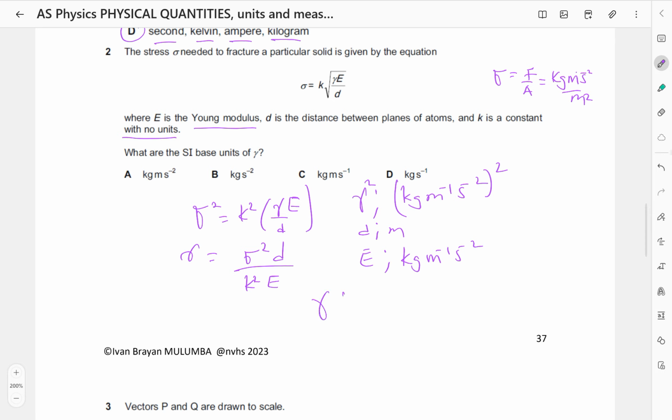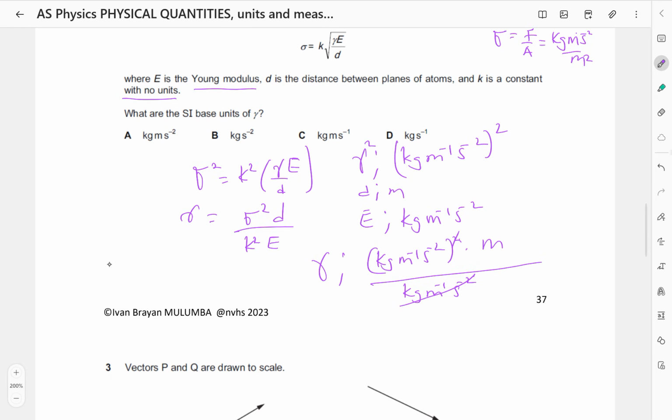So the units of sigma squared are going to be kilogram per meter per second squared, squared, times D, which is distance, meters, divided by kilogram per meter per second squared. So this one is cancelled with the square there. Then per meter with the meters, they cancel, and I remain with kilogram per second squared. So my answer here is going to be B.